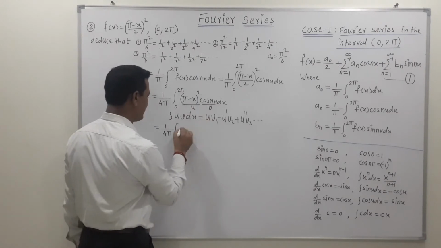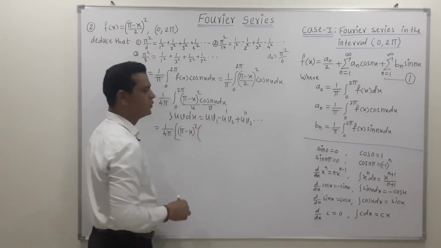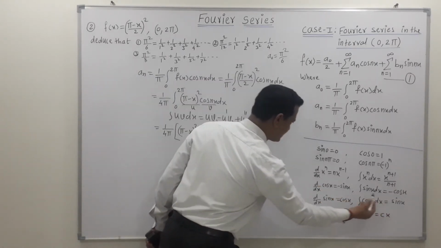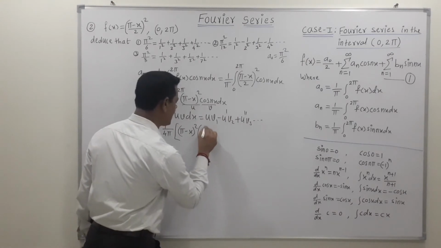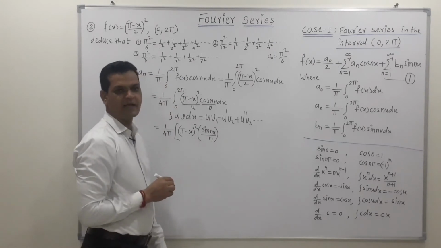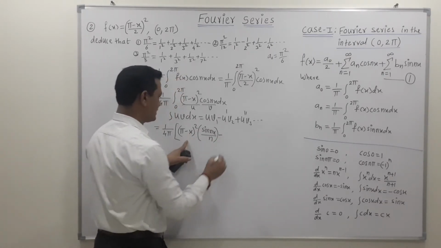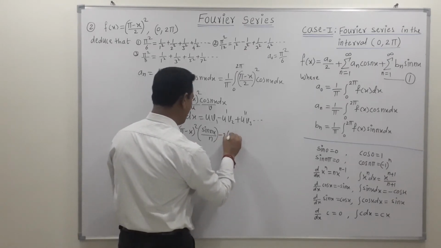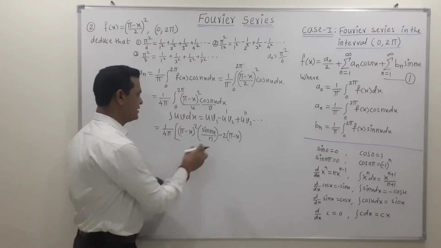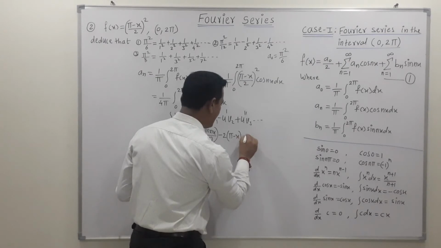So according to this, the first function is (pi minus x) squared, into the integration of the cos term. We know that integration of cos is sine, so we can write this as sine of nx upon the derivative of nx, which is n. So first function times integration of second, minus derivative of the first. The derivative of this term is 2 times (pi minus x), and the derivative of pi minus x with respect to x is minus 1.